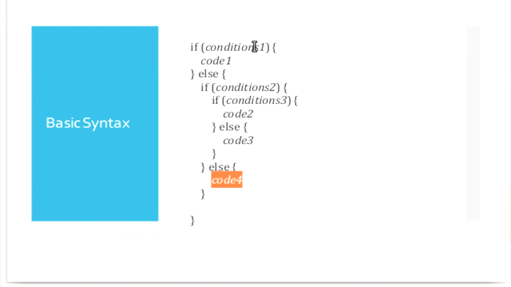Similarly, if condition 1 is not satisfied, condition 2 is satisfied, and condition 3 is satisfied at the same time, then code 2 will be executed. Again, similarly, if condition 1 is not satisfied, condition 2 is satisfied, but condition 3 is not satisfied, then code 3 will be executed.